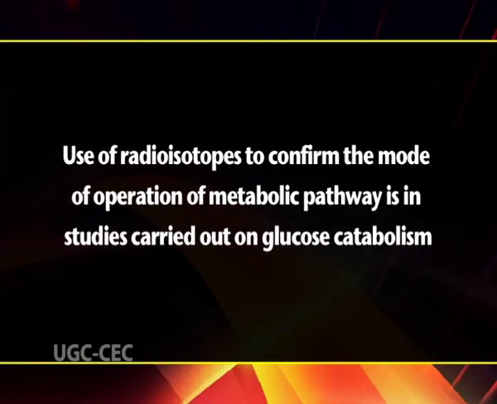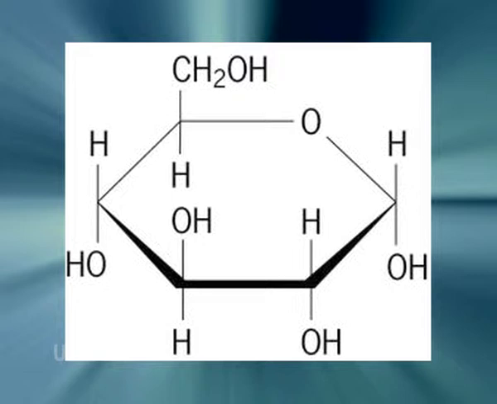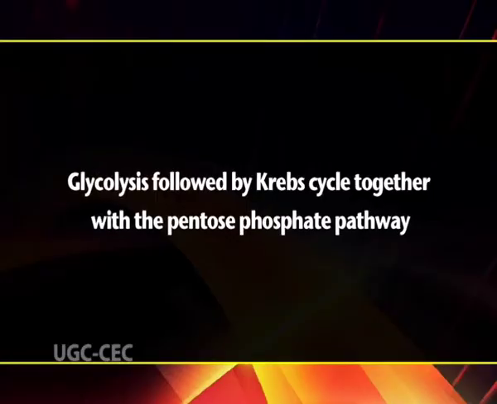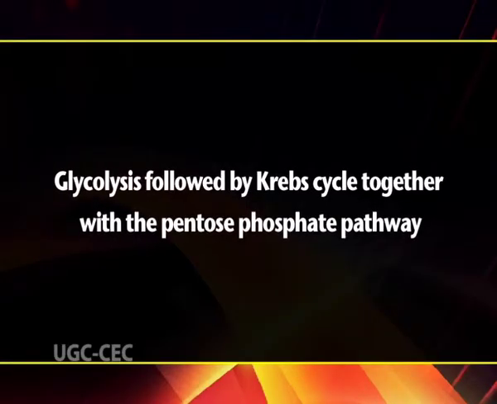Another example of the use of radioisotopes to confirm the mode of operation of a metabolic pathway is in studies carried out on glucose catabolism. There are numerous ways whereby glucose can be oxidized. The two most important ones in aerobic organisms being glycolysis followed by Krebs cycle together with pentose phosphate pathway.